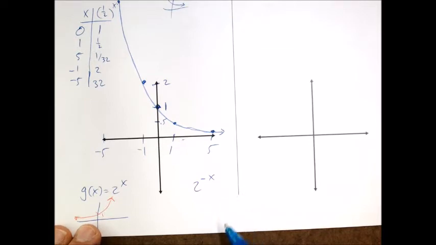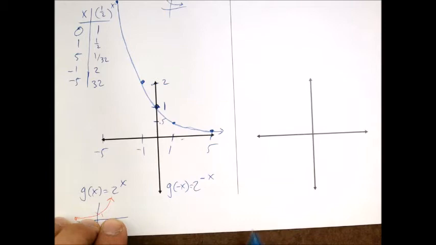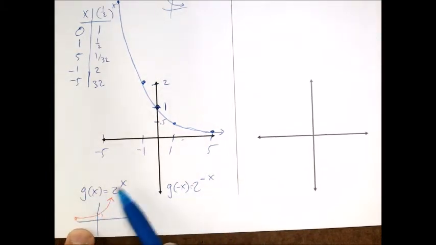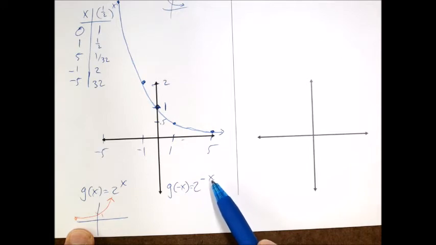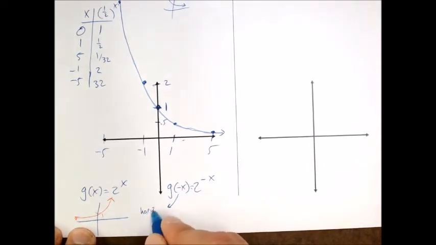What kind of flip? Horizontal. Yeah, it's a horizontal flip, right? This is like a g of minus x situation. If g of x was 2 to the x, then g of minus x would be 2 to the minus x, right? And so this is a horizontal flip of 2 to the x.